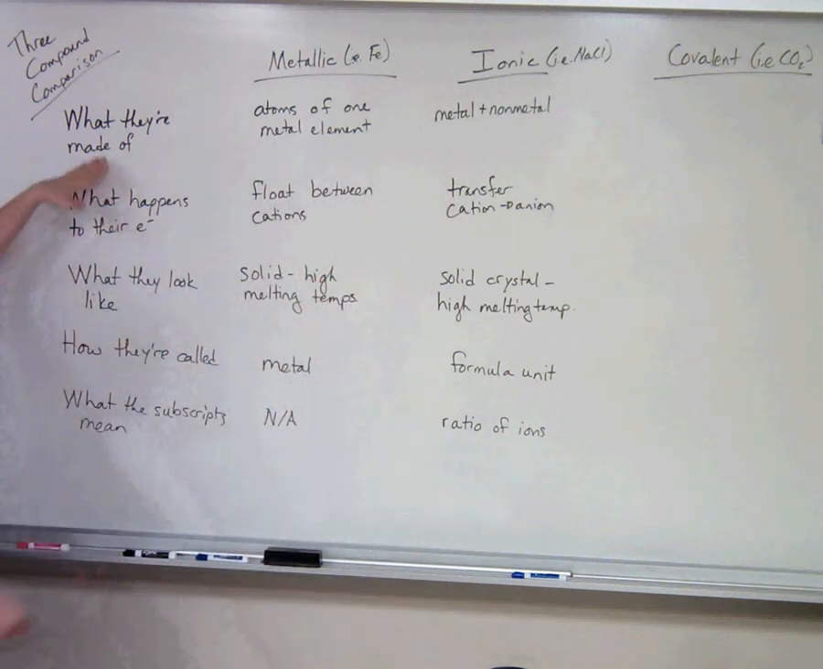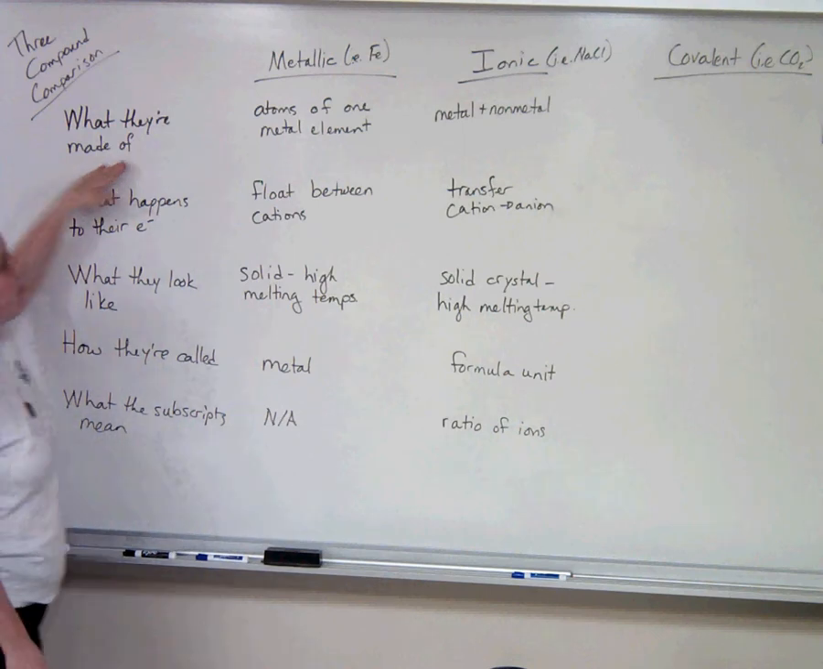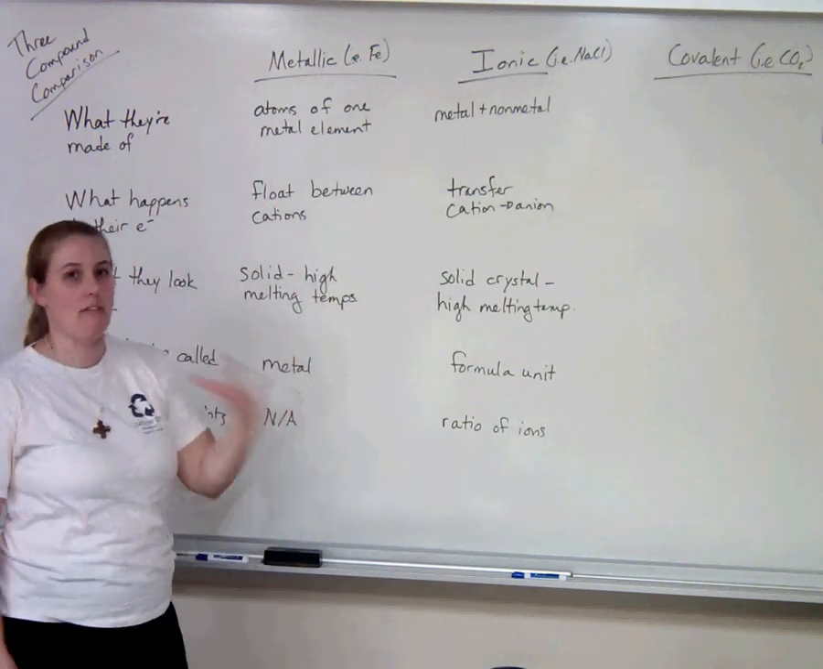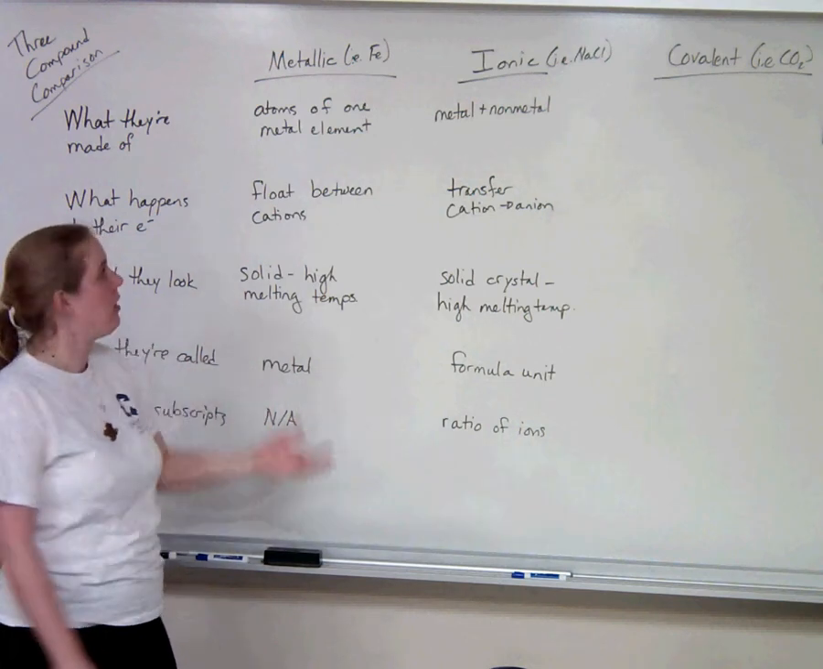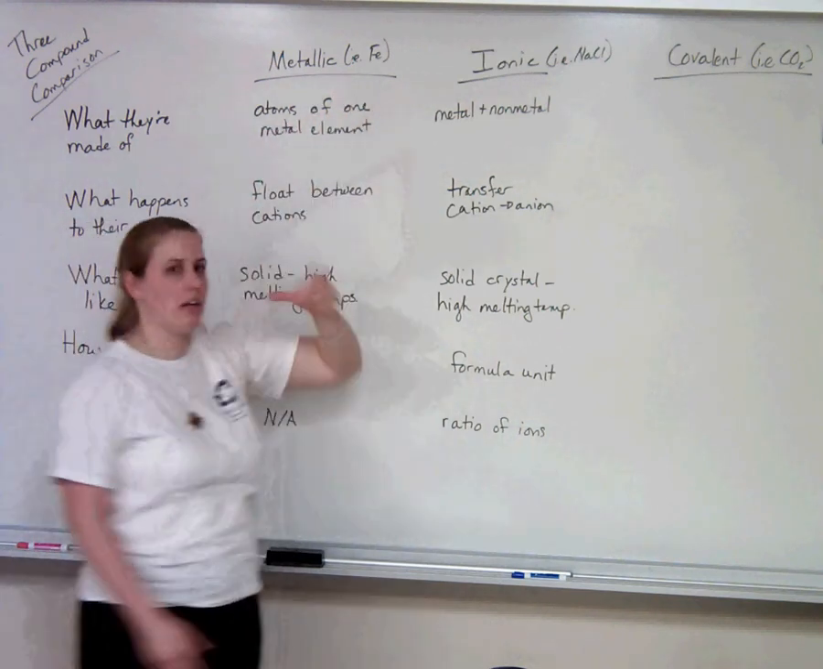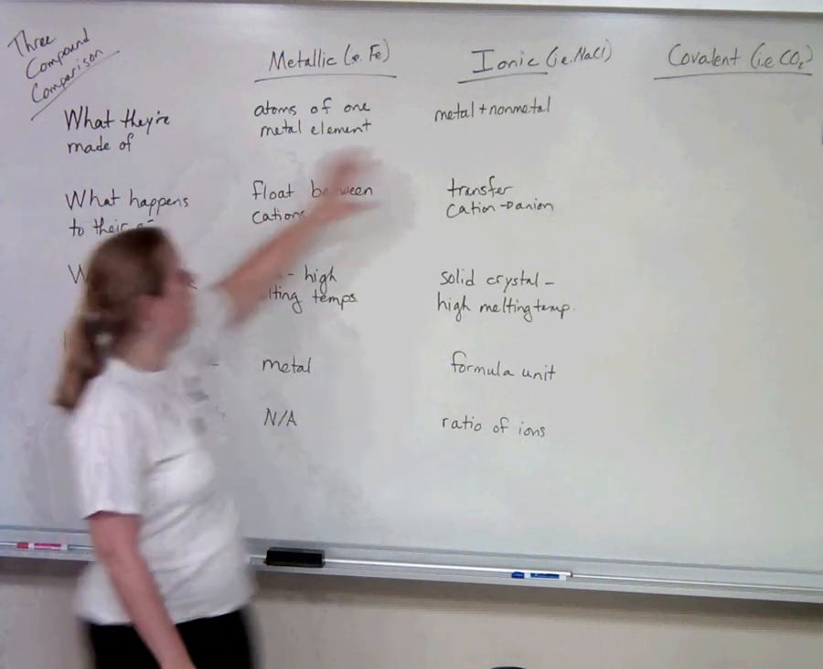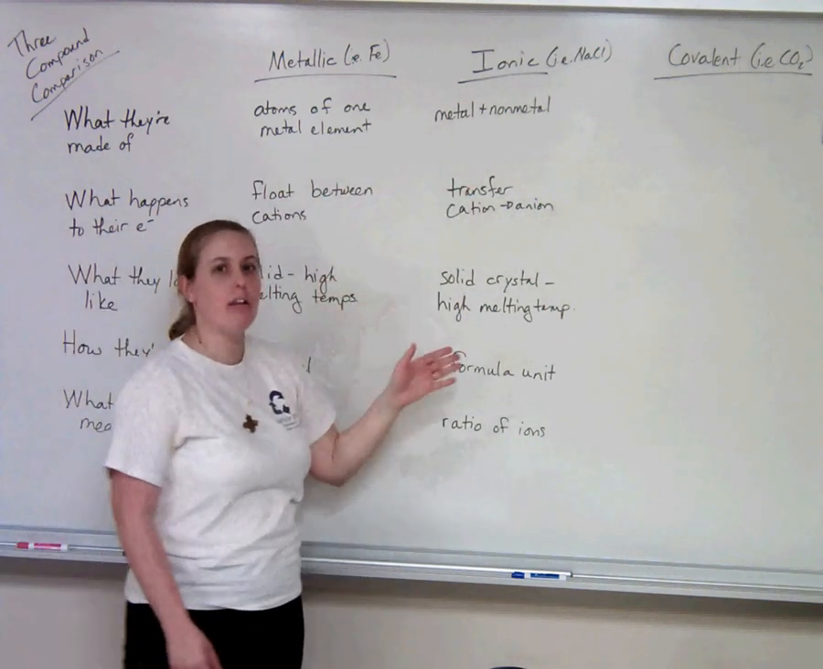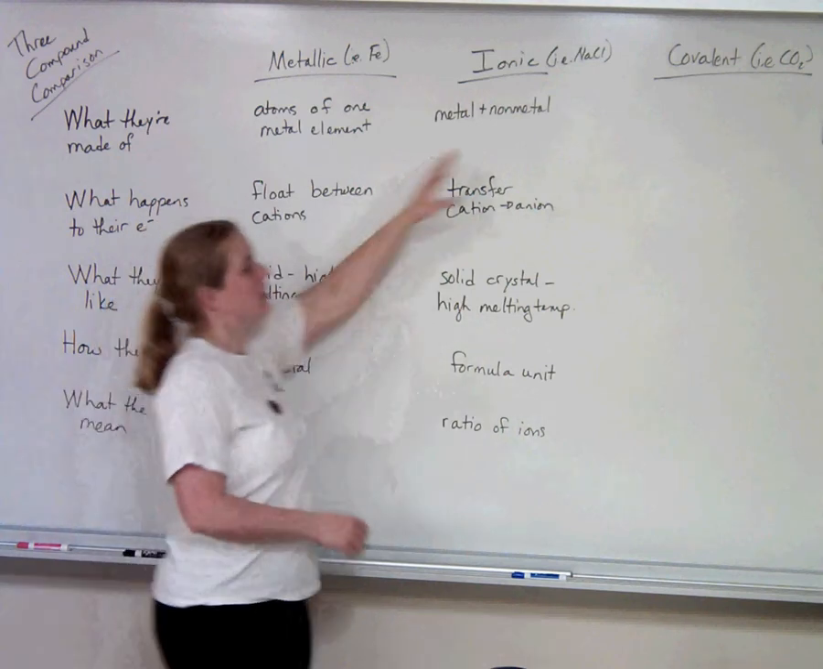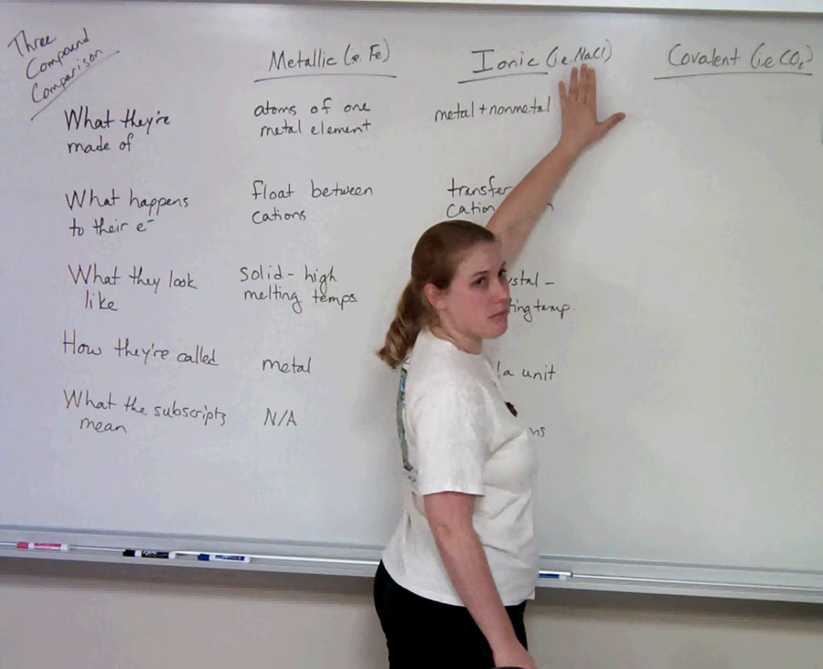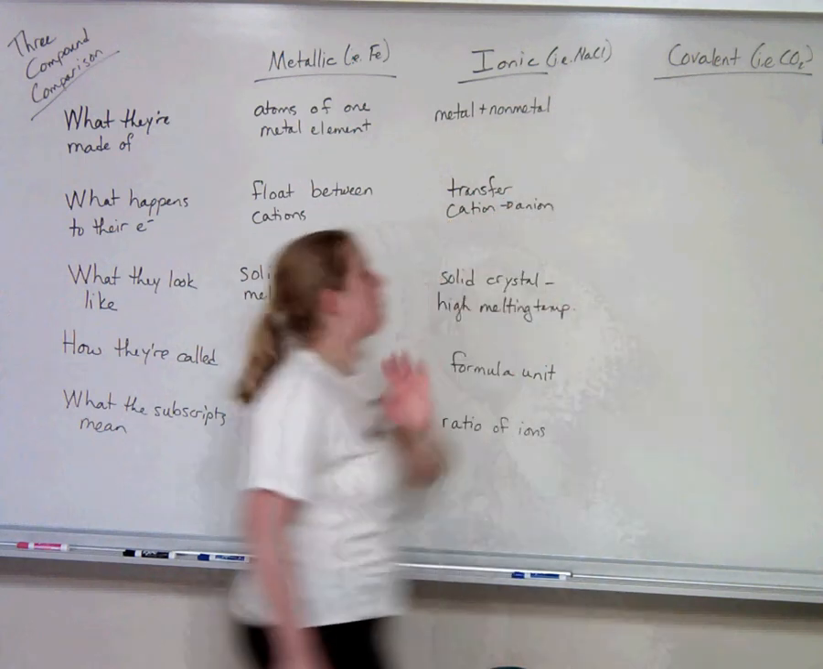First of all, what are these different compounds made of? Well, metallic compounds just mean you have a bunch of atoms of the same element. That's going to be a metal element. For example, if you have a piece of iron, like an iron nail, it's a whole bunch of iron atoms. For an ionic compound, that means you have both a metal and a nonmetal. So, for example, sodium chloride: the sodium is the metal, and the chlorine is the nonmetal.